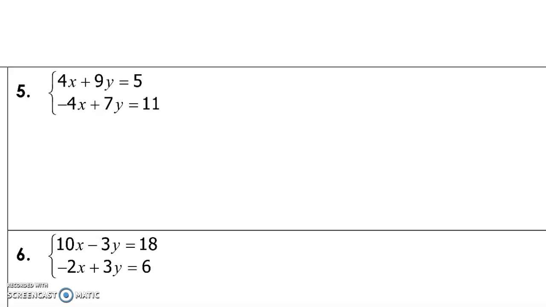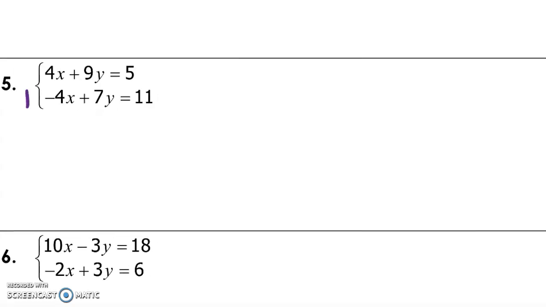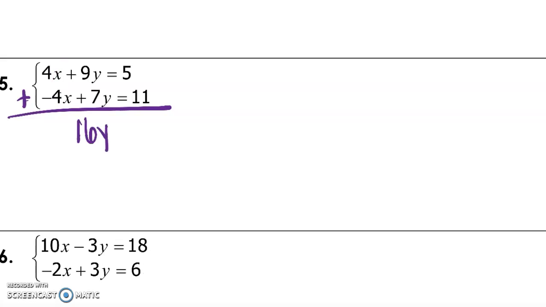Number 5, they're lined up. Now we have positive 4 and negative 4, so those are opposites, so we get to add. So 4 plus negative 4 cancels out. So that's how that goes away. 9 plus 7 would give me 16y equals 5 plus 11, 16. Hopefully you don't have to show your division, but you can, and we get y equals 1.